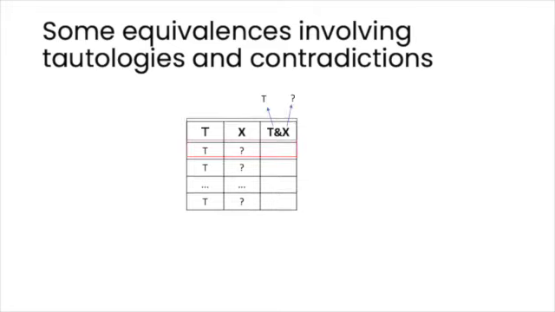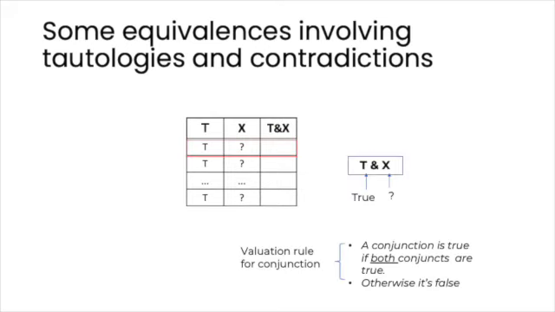Let's consider any arbitrary row for our target sentence. We know that the left conjunct is true, but we don't know the value of the right one. The valuation rule for the ampersand says that a conjunction is true if both conjuncts are true. Otherwise, it's false. So we know that one of the conjuncts is true, so the value of the whole is still undetermined, as it depends on the value of X, the other conjunct. We know that X could be either true or false. Assume it is true. Then both conjuncts are true. So if X is true in a given row, then verum ampersand X will be true in that row.